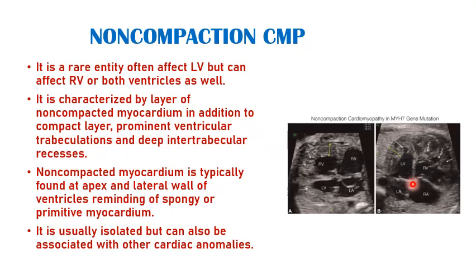Non-compacted myocardium is typically found at the apex and lateral walls of the ventricle, reminiscent of spongy or primitive myocardium, which normally matures into compact myocardium during fetal growth. But here in this cardiomyopathy, compaction is not achieved and the non-compact layer remains. It is usually isolated but can also be associated with other cardiac anomalies.